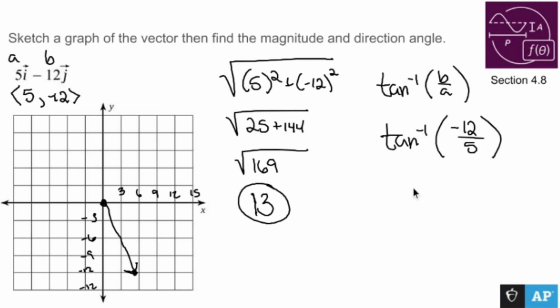All right, so according to Mr. Calculator, this is -1.176. But I don't like that. So if I add 2 pi to it, which I'm doing right now, I get 5.107 radians.